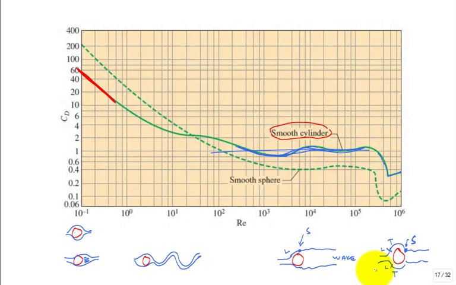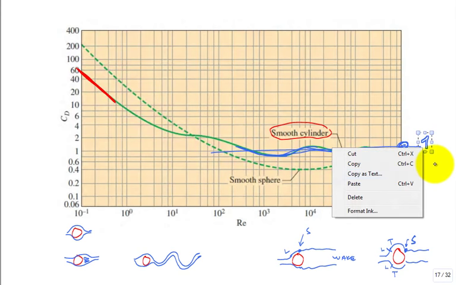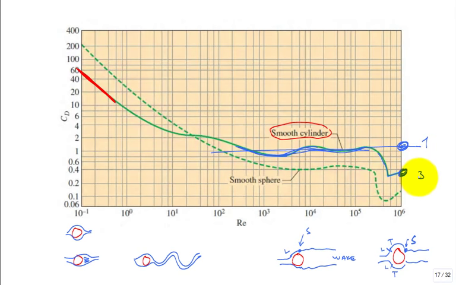For that speed, you would think that the drag coefficient should be up here, but at that speed, it'll be down there. So instead of being in the vicinity of 1, it'll be in the vicinity of 0.3. So you'll be traveling at that speed with a lot lower drag coefficient.